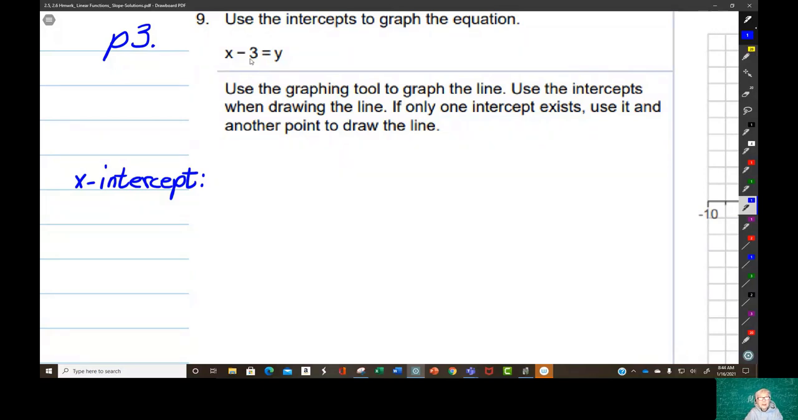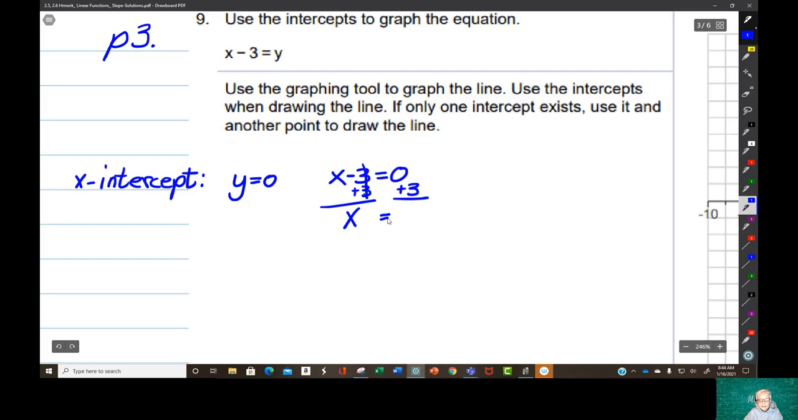No matter what that equation is, no matter how complicated it is, the way you find the x-intercept or intercepts is you set y equal to 0 and solve for x. So y equals 0. That means we're going to have x minus 3 equals 0, because that's y, 0. Now solve for x, add 3 to both sides. Negative 3 plus 3 is 0, so I'm left with x on the left. On the right of the equal sign, I have 0 plus 3, which is 3.